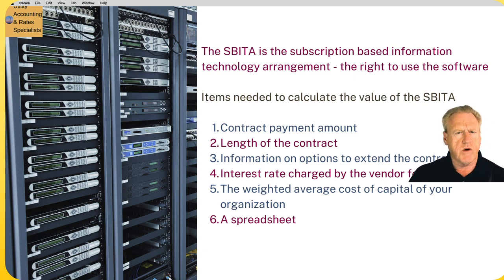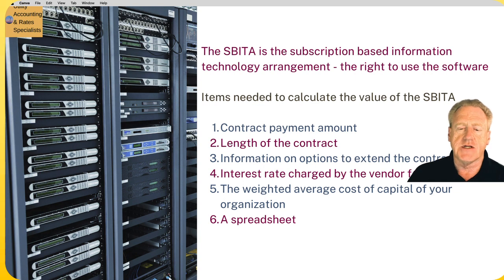Remember, if it's less than 12 months, you account for it just the way you have been in the past. You expense it on a regular basis. But if it's greater than 1 year in the future, the right to use that asset, the cloud computing arrangement, then you have a SBTA that falls under GASB 96.